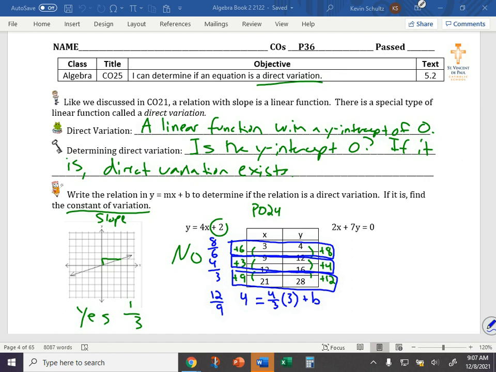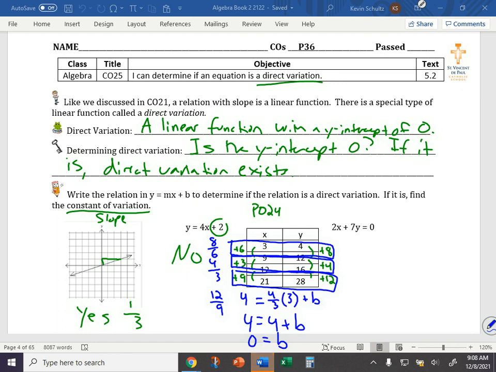That's how Arlene got that, right? She picked one of the ordered pairs. It does not matter which ordered pair you choose. Plugged in the 4 for the y in slope intercept form. There's our slope, the 3 for x in slope intercept form, and we're solving for b. Okay. Turns out that 4 thirds times 3 equals 4. So we get 4 equals 4 plus b. Get b by itself by subtracting 4 from both sides. And yes, indeed, this is going to be direct variation.